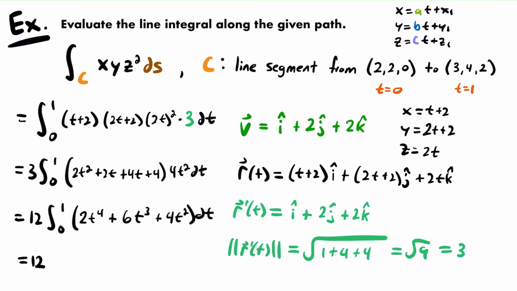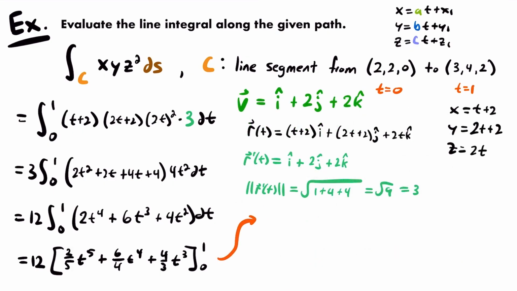This is equal to 12 times the integral of each of these terms using the power rule of integration. So we'll have 2/5 times t to the power of 5 plus 6/4 times t to the power of 4 plus 4/3 times t to the power of 3, evaluated from 0 to 1. And so then evaluating, I'll do that up here. You want to plug in 1 and then subtract plugging in 0, but plugging in 0 will just give you 0. So just focus on plugging in 1, and 1 to the power of 5, the power of 4, or the power of 3 is just 1.